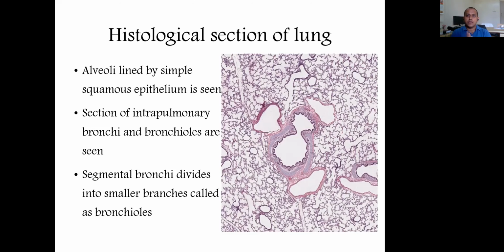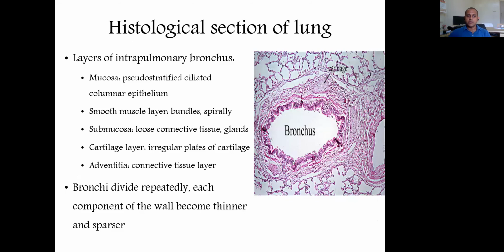Okay, so in this section, what you have to see, the broken lines of the alveoli, which is lined by simple squamous epithelium, sections of intrapulmonary bronchus and bronchiole. Okay, so let us first see how to identify it being the bronchus. So the bronchus has the following layers: mucosa, smooth muscle layer, submucosa, cartilage layer, adventitia.